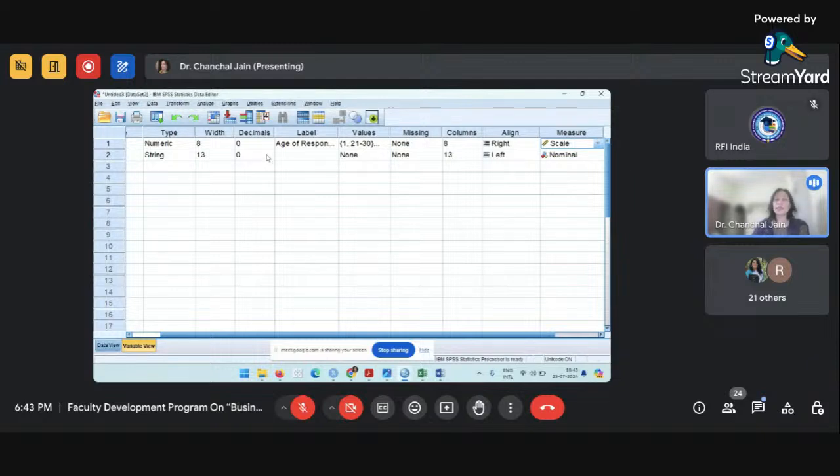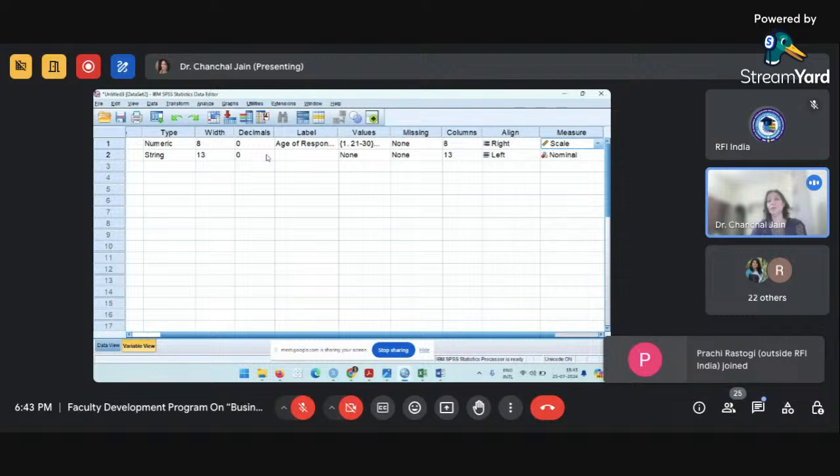So these are the parameters which can help you to define your variable. I hope how to define the variable is clear to everyone. May I proceed, friends?